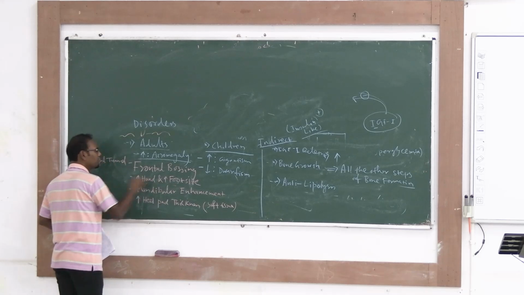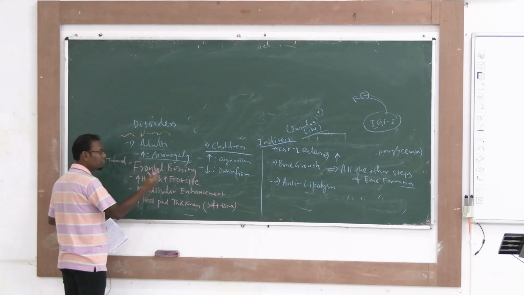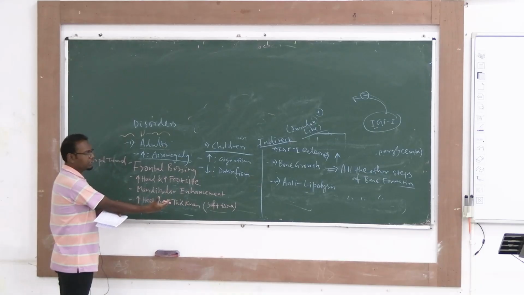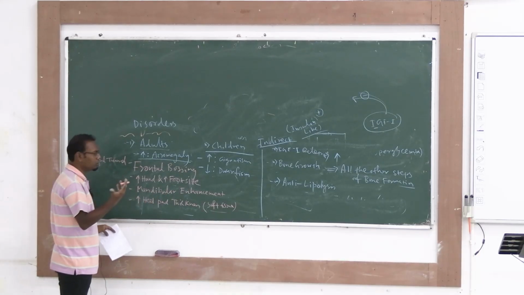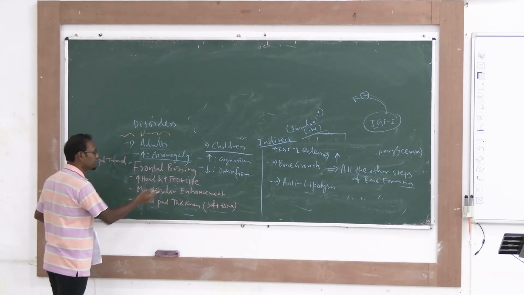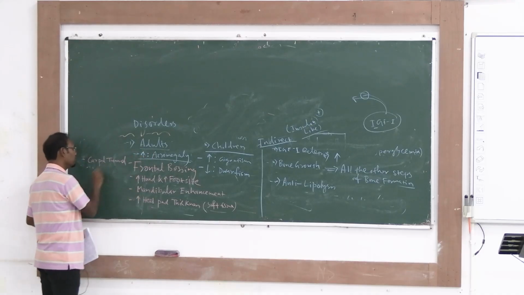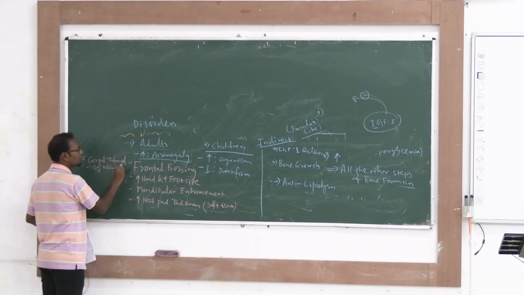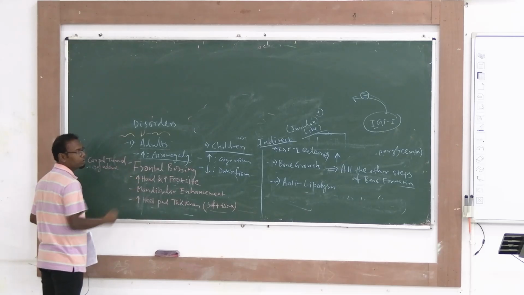So increased hand foot size is due to both bone and increased soft tissue. Not only the bony enlargement is there, but also soft tissue enlargement. So increased heel pad thickness is due to soft tissue, and carpal tunnel syndrome is also due to increased bony growth and increased soft tissue enlargement.